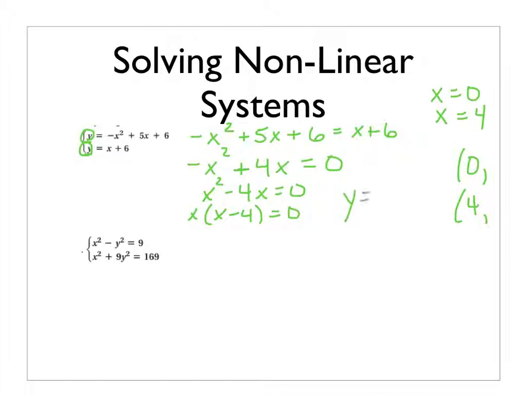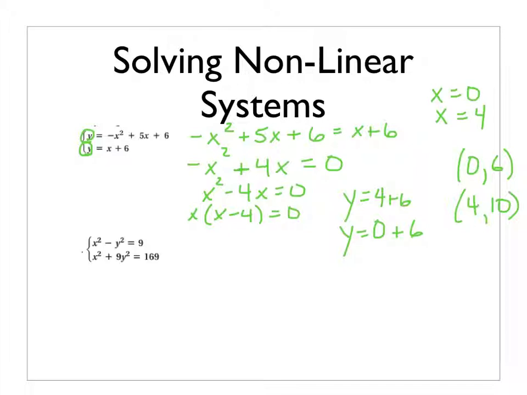So y equals 4 plus 6 for the ordered pair that starts with a 4, so the y is 10. And y equals 0 plus 6, and so that one is 0, 6. All right, and those are the 2 points where that parabola and that line cross. And why don't you go ahead and punch that in your calculator so you can confirm that visually. Always helps to be able to confirm it visually.